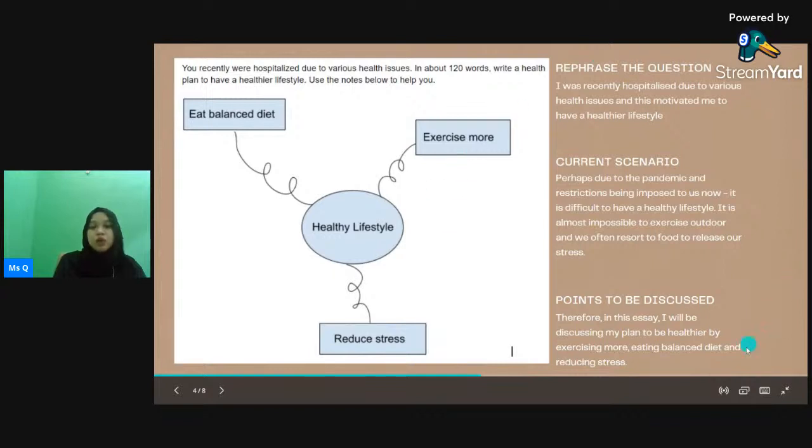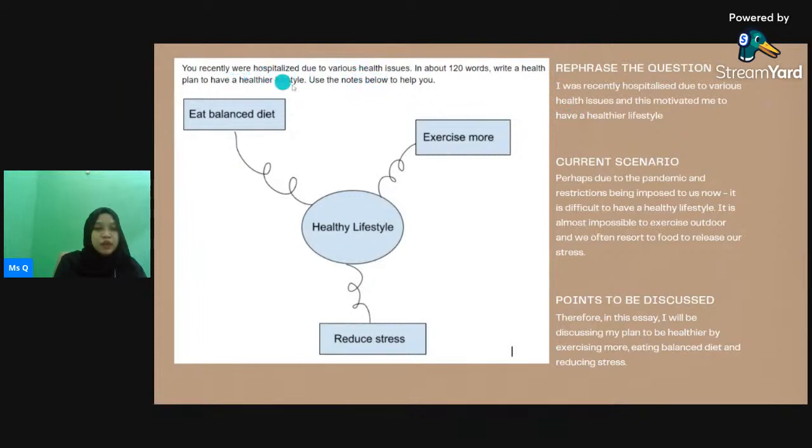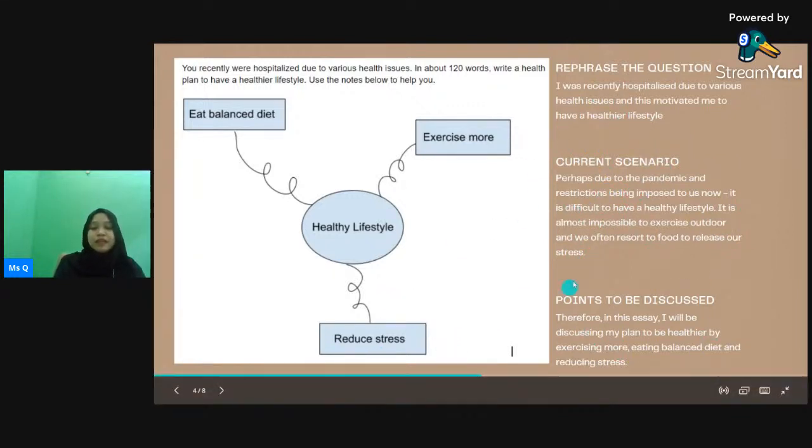So this is how a good introduction should be. The first part is that you're going to address the question directly. Mention that you were hospitalized and you want to improve your health, your lifestyle. And then you mention the current scenario that we have. Perhaps because of the pandemic, we can't go out. We often resort to food to release our stress. Hence, that's why your health issues are becoming greater, or even your health is dwindling. And the last bit is what you are going to write in your essay. So you have to mention all these three points in the last sentence of your introduction.